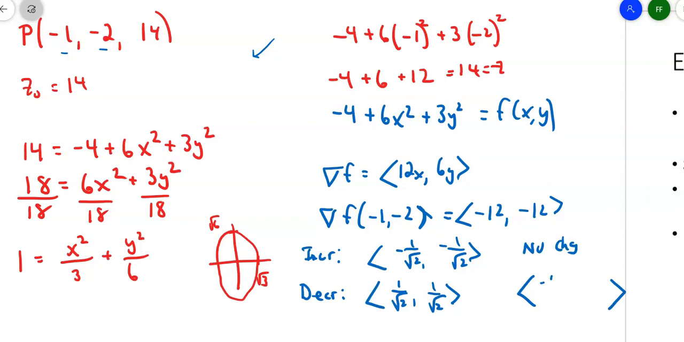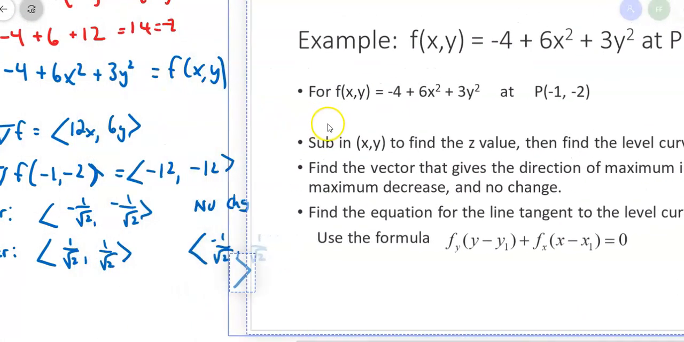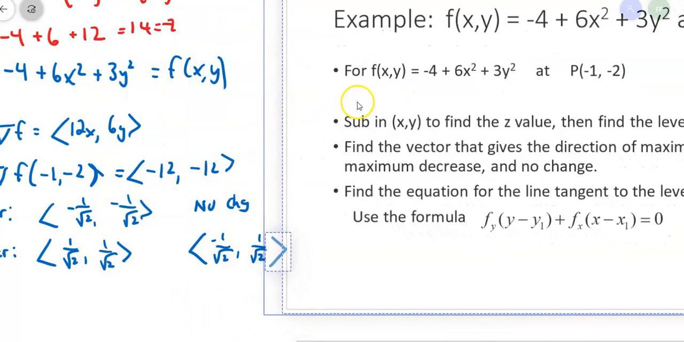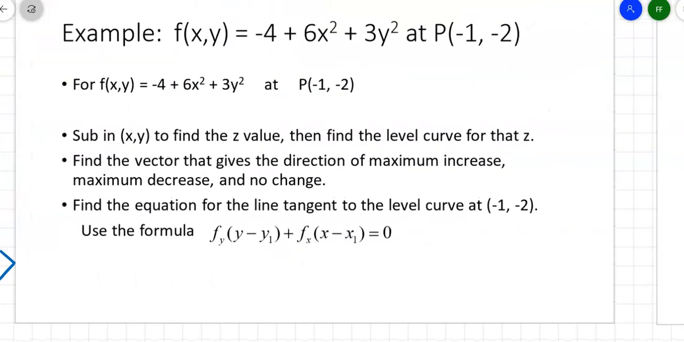So I just have to negate one of them. So negative 1 over the square root of 2, positive 1 over the square root of 2. All right, the last thing it asked me to do was to use the formula down the bottom to find the equation for the line that was tangent at that point. So let's try that. Let's use the formula that was given to find the equation of the line that's tangent at that point. It's got a partial y times y minus y1 and a partial x times x minus x1.